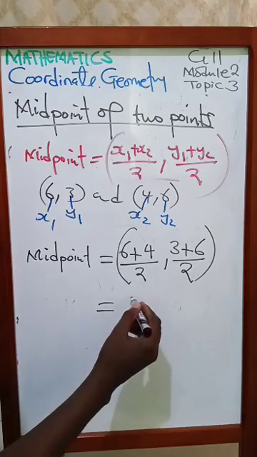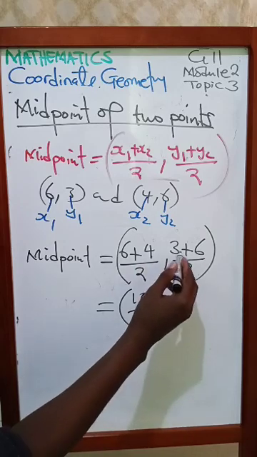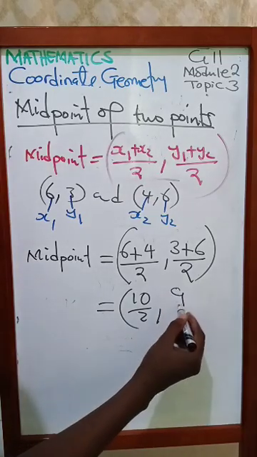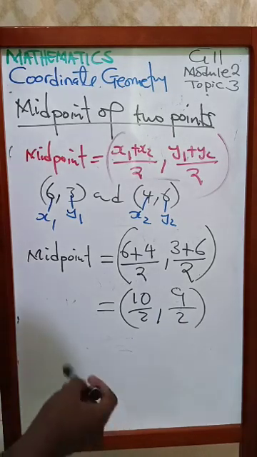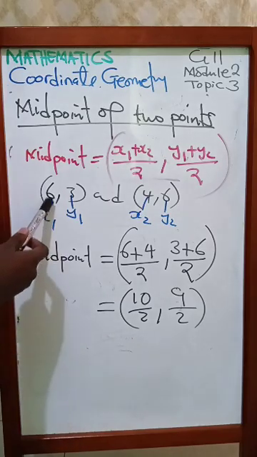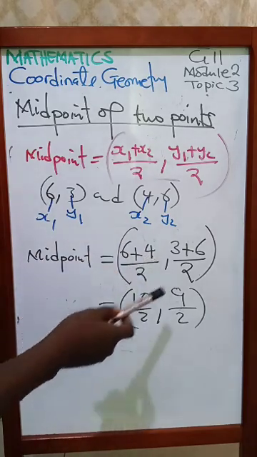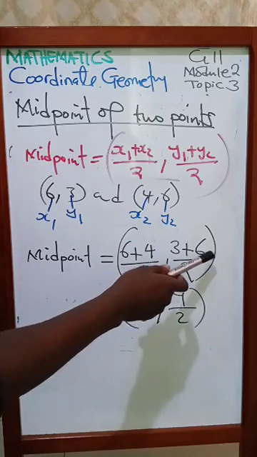Okay, so you proceed. 6 plus 4 is 10, divided by 2. Then 3 plus 6 gives you 9, divided by 2. Once again, it's important for you to check the values so that you don't get mixed up. So our x1 is 6, our x2 is 4, our y1 is 3, our y2 is 6.